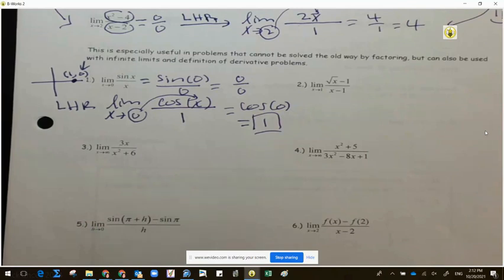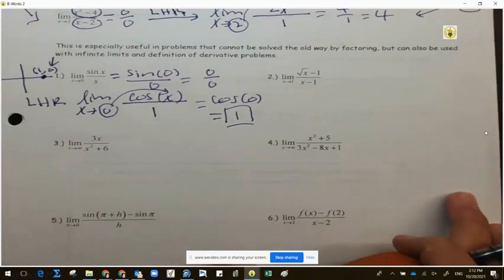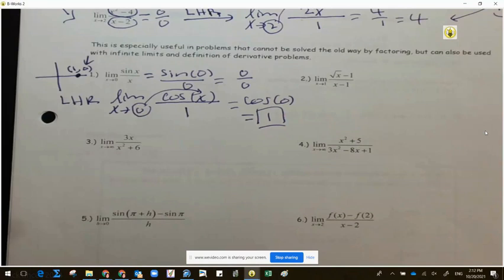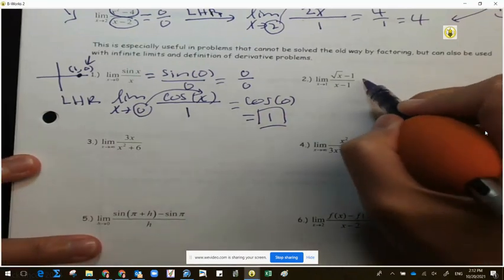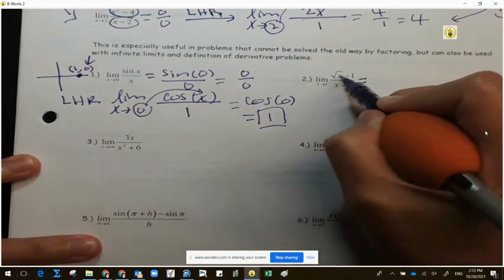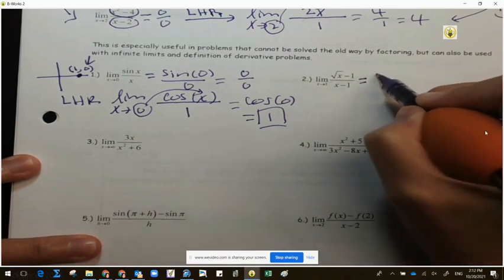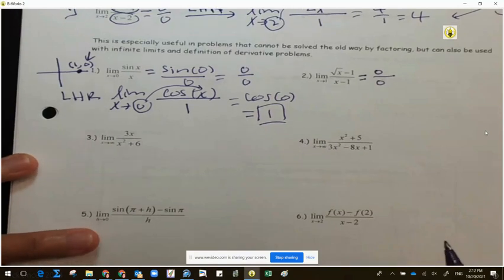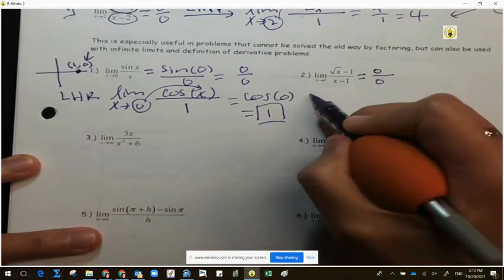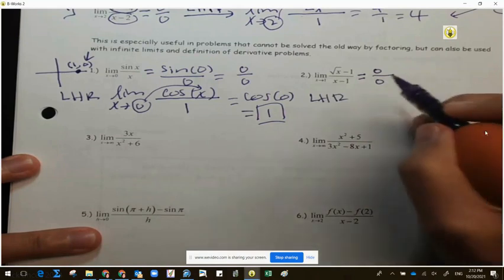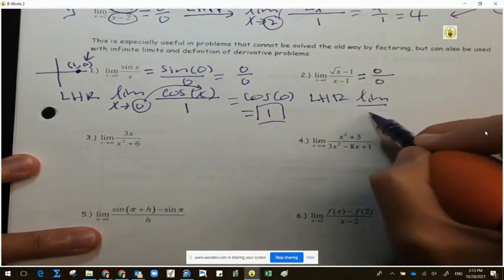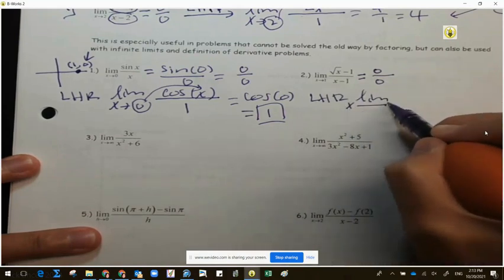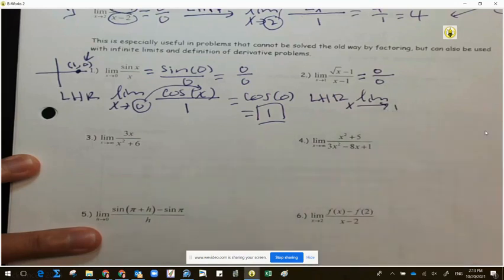So let's look at the problem without a trig, and I want to look at number 2 first. On number 2, the first thing we are going to do is plug it in to make sure it works out. So when I plug in the 1, square root of 1 is 1, 1 minus 1 is 0, over 0. So can I use L'Hopital's rule on this one? Yep. So let's write out L'Hopital's rule. Limit as x approaches, that's a big one, 1.